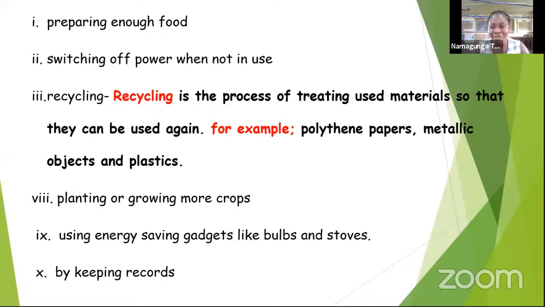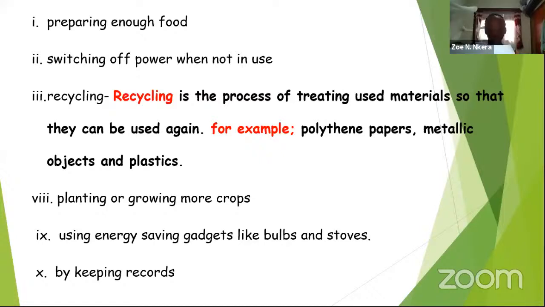Nkera, are you there? Nkera Zoe? Yes, teacher. Unmute yourself. Yes. Repeat this word after me: recycling. I can't hear you. Again?